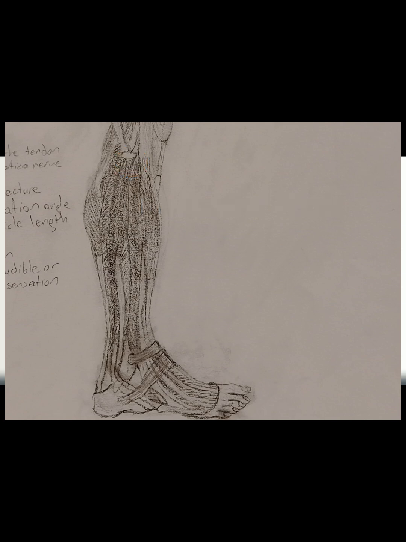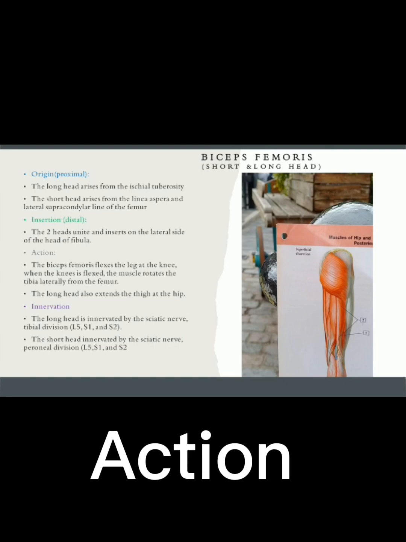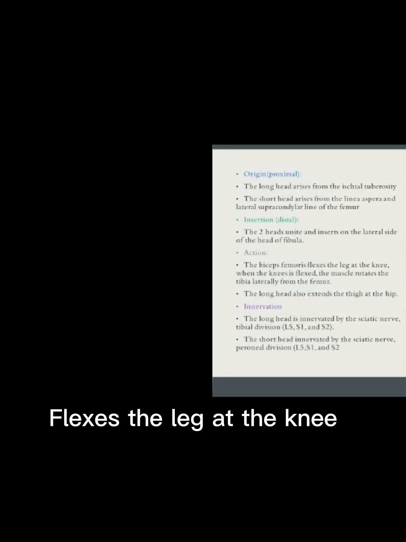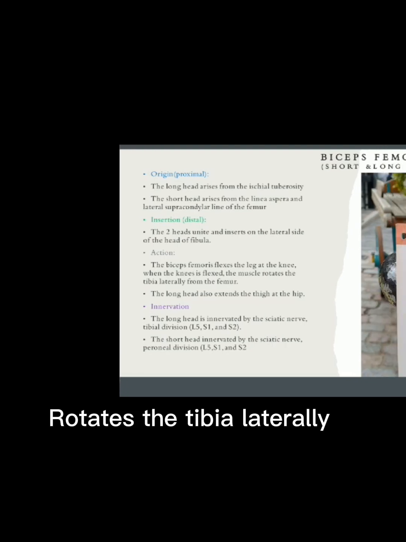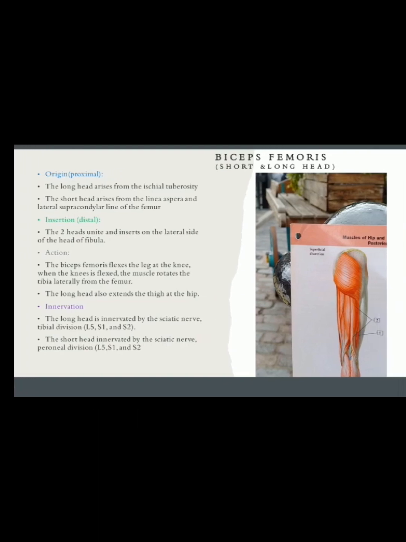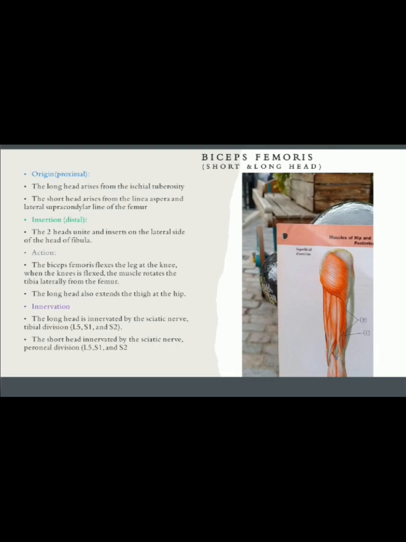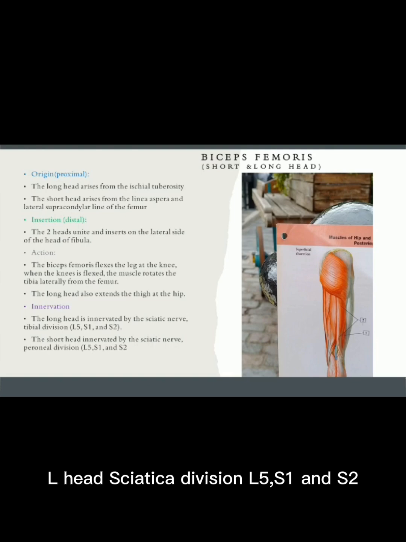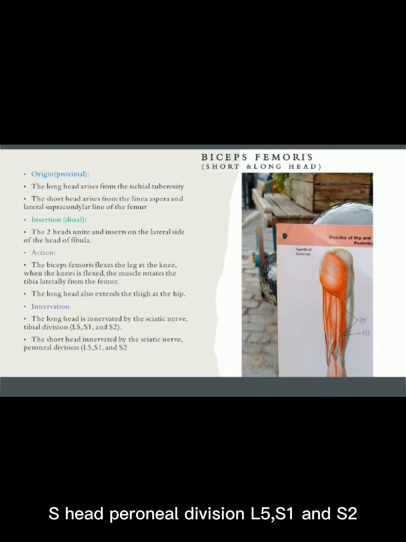Action: biceps femoris flexes the leg at the knee. When the knee is flexed, the muscle rotates the tibia laterally from the femur. The long head also extends the thigh at the hip. Innervation: the long head is innervated by the sciatic nerve, tibial division L5, S1 and S2. The short head is also innervated by the sciatic nerve, however, the peroneal division L5, S1 and S2.